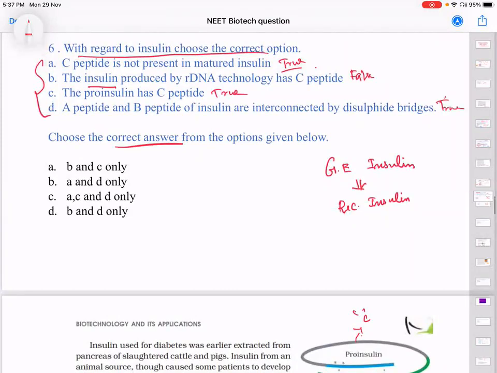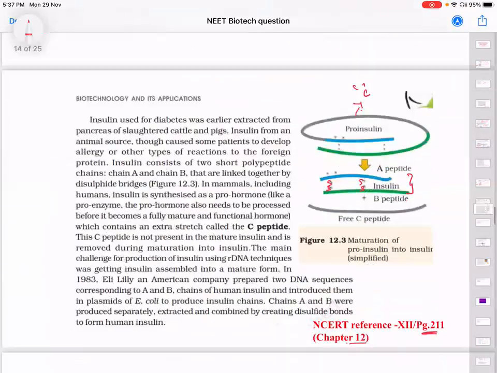So the one statement which is not correct here is B. So you can go for ACD only. This is another direct question from the NCERT text. So this question is done.